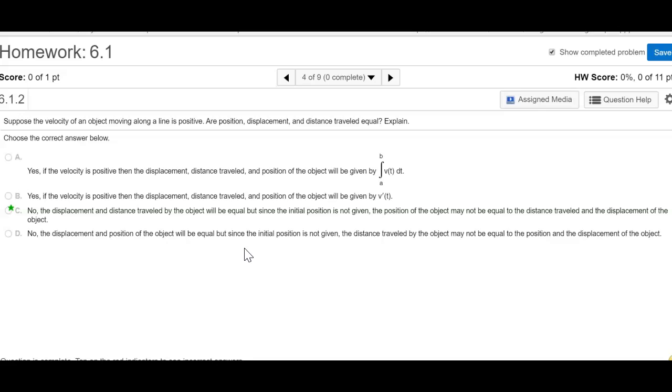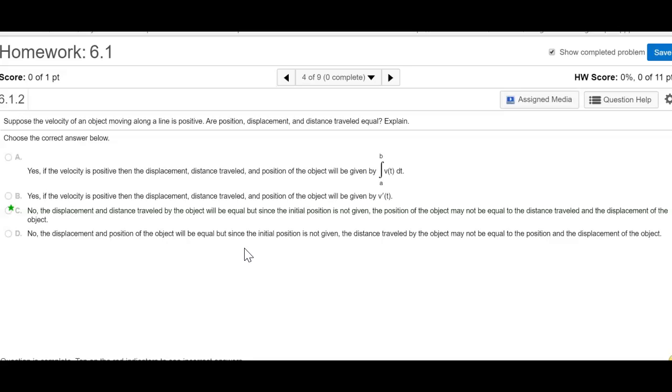So question 4: suppose the velocity of an object moving along a line is positive. So it's always going forward. Are the position, displacement, and distance traveled equal? Well, the answer to this one is that the displacement and the distance traveled will be equal, because the integral from a to b of v(t) is the same as the integral from a to b of the absolute value of v(t) in this case, because it's always positive. So your displacement and distance traveled would be equal.